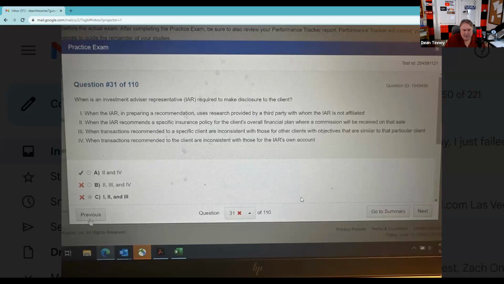You got 2. 3, when transactions recommended to a specific client are inconsistent with those for other clients with objectives that are similar to the particular client. No. I mean, there could be equally suitable ideas. This one is close. If this would have said, when your personal transactions to your client are inconsistent, then you would have to disclose, not other customers doing equally suitable things, right? So that's why 3 is not a part of this answer.